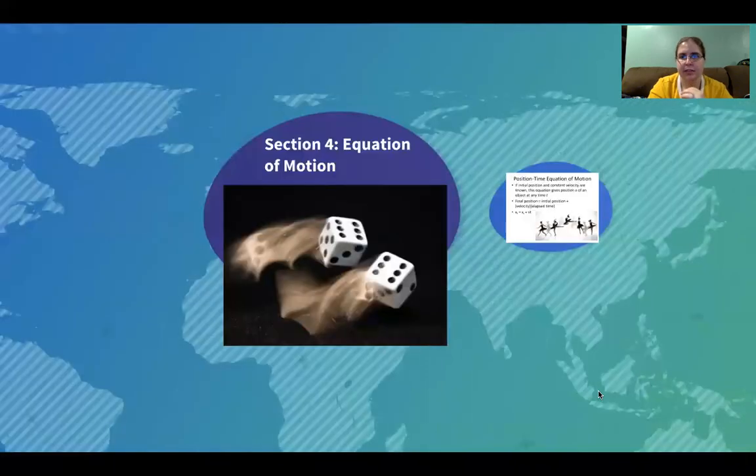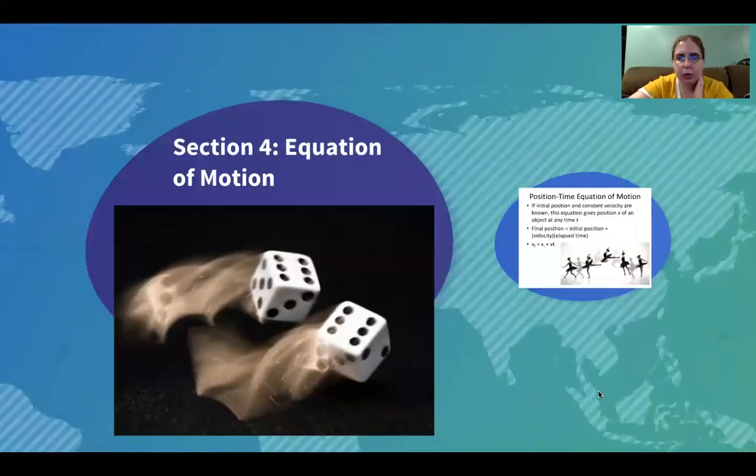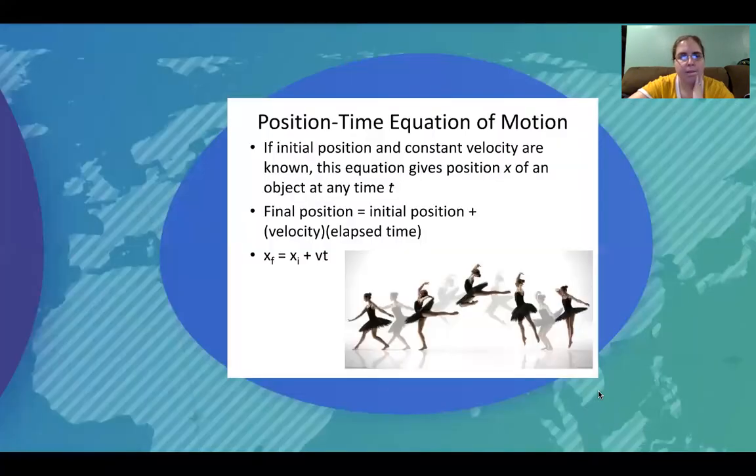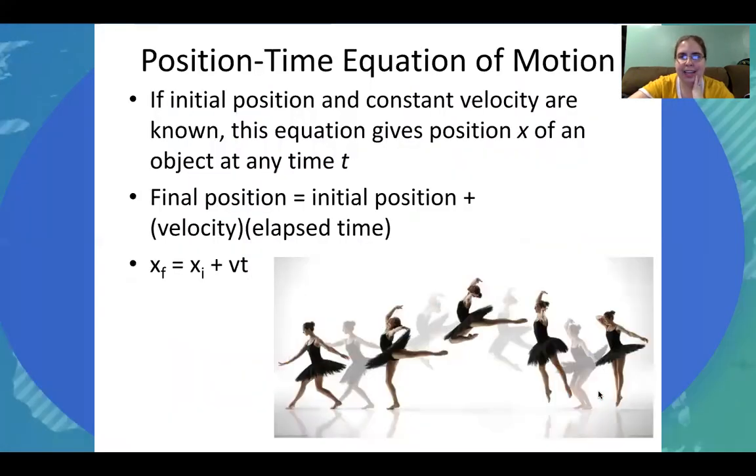All right. Section 4, we're just going to kind of mention the equation of motion. So if the initial position and constant velocity are known, so if we know xi and we know velocity, this equation can give us the position of x, so the final position of an object at any given time. And how we do it is final position equals initial position plus velocity times the change in time. xf equals xi plus v times t.